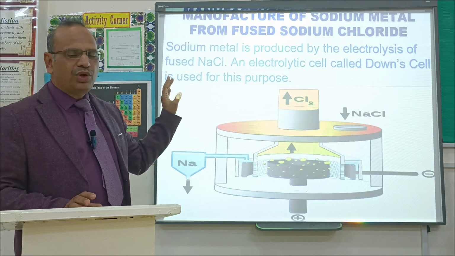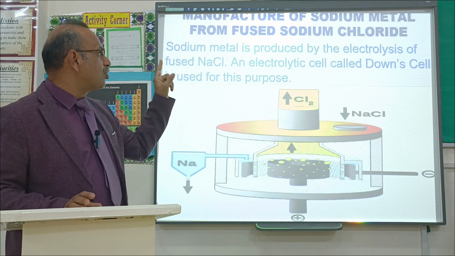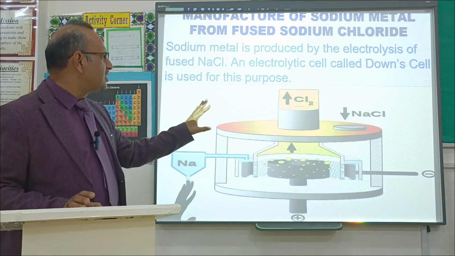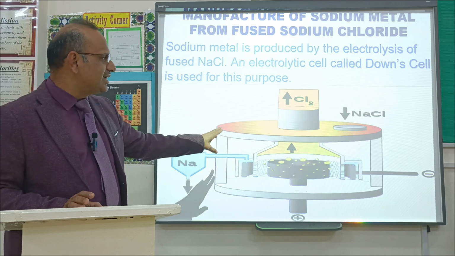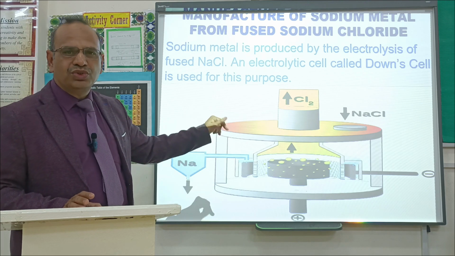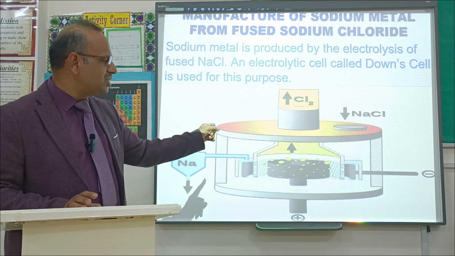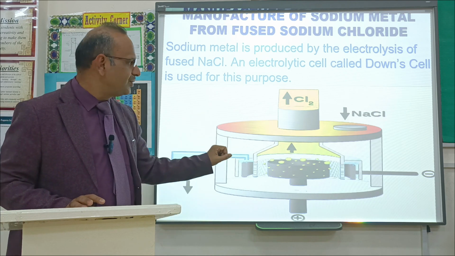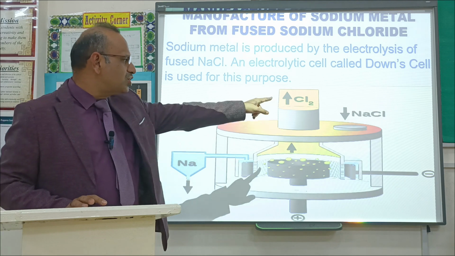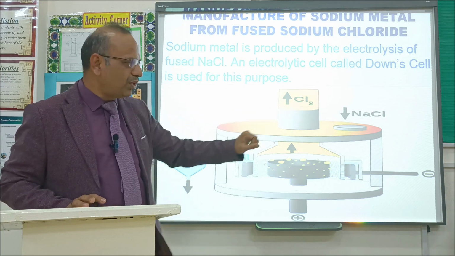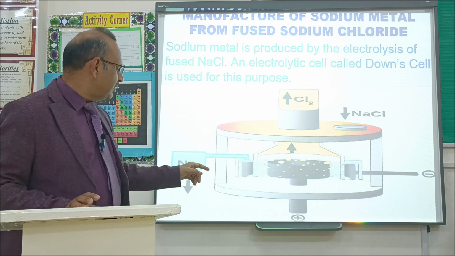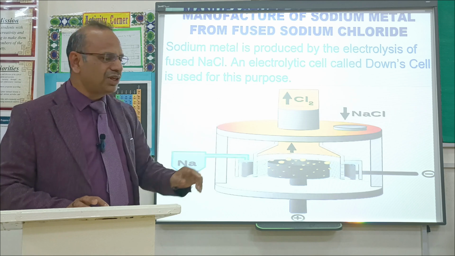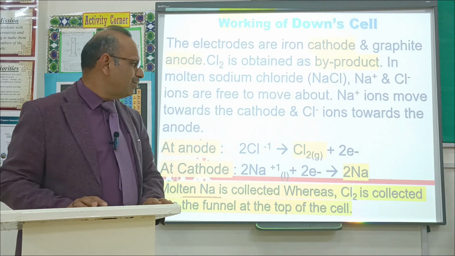First of all, we are going to talk about the manufacturing of sodium metal from fused sodium chloride. For this purpose, we use a cell that is called the Downs cell. Downs was a scientist who used this cell for the first time. First of all, you must know about its construction. In this cell, we use fused sodium chloride as an electrolyte, and we obtain sodium metal in molten form plus chlorine gas as a byproduct.